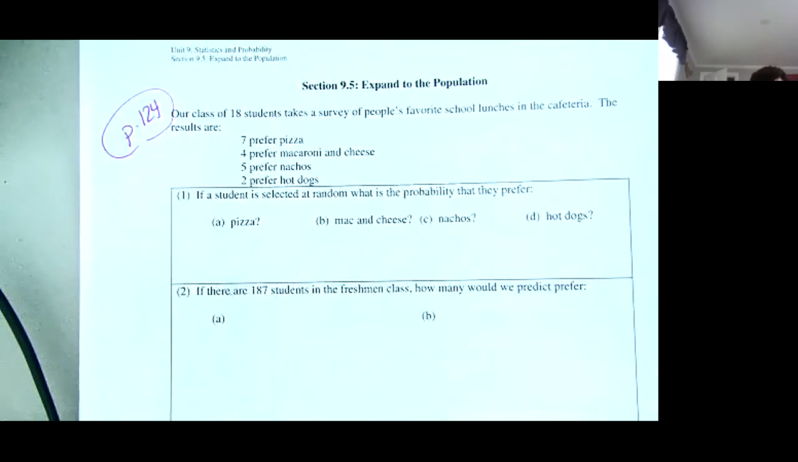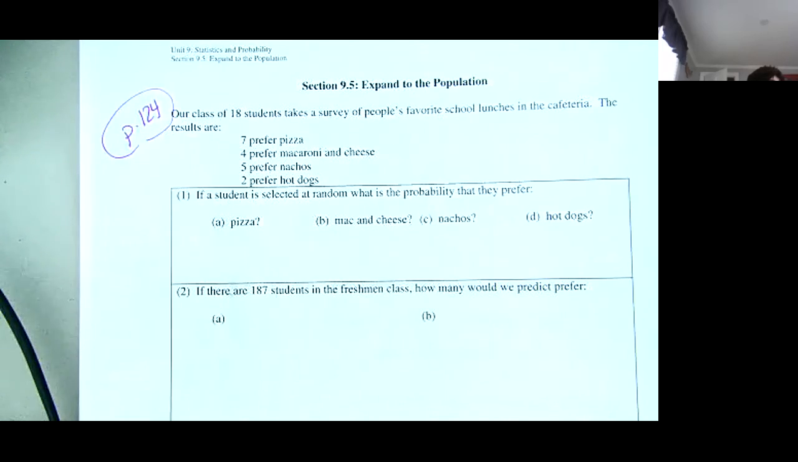Okay. So we're starting with a class of, I think this was my class last year. I did a survey of them and then I just put it in these books. There are 18 students in a class. We asked them what their favorite food in the cafeteria is. 7 people said pizza. 4 people said macaroni and cheese.